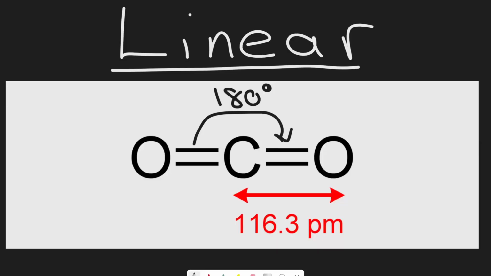If we look at our first molecular geometry here, the first one I want to go over is linear, and carbon dioxide is a great example for linear for a multitude of reasons. So carbon dioxide is a molecule that's created from carbon as the central atom, which has no lone pairs on it.